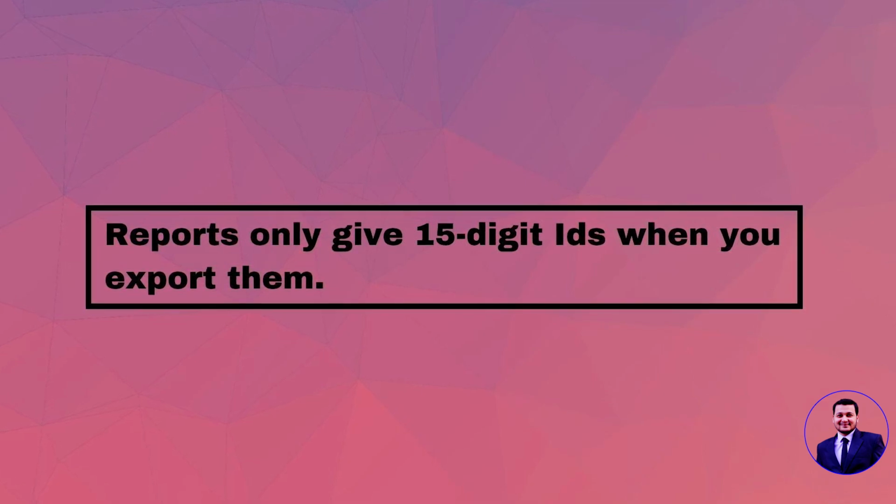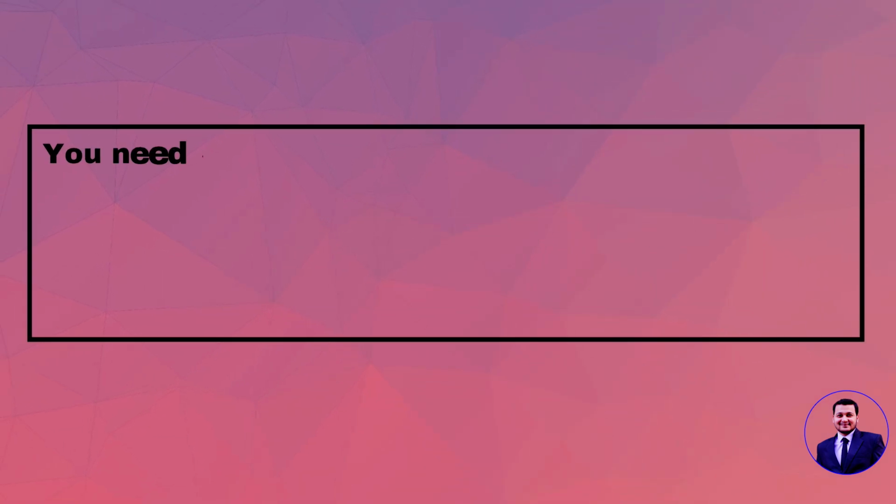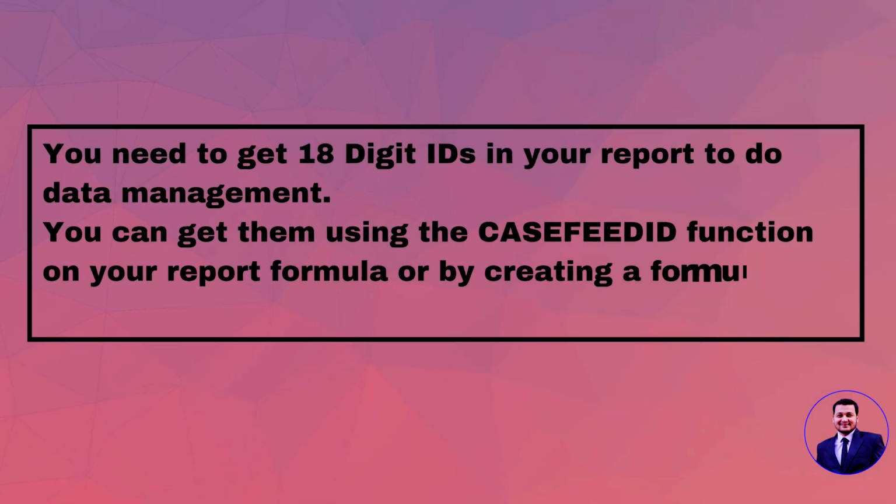So remember, when we were talking about reports, I told you that reports only give a 15-digit ID when you export the report. If you want to do data management using reports, then you need to have an 18-character ID on your report. And how do you do that? You create a row level formula using CASESAFEID, which would convert that 15-digit into 18-digit. Alternatively, create a formula field on your object which would say 18-character ID and use CASESAFEID there in that formula. Either way, these are the two options. You can convert your 15-digit ID into an 18-digit ID on a report.